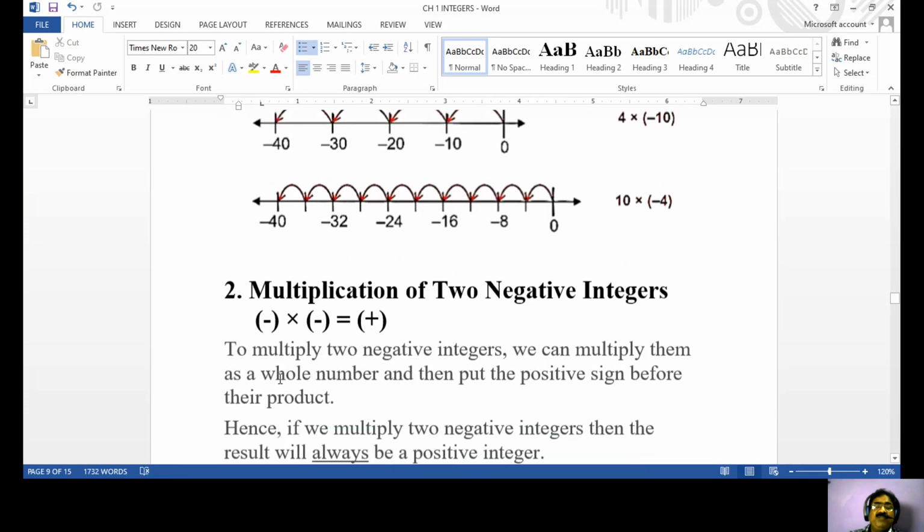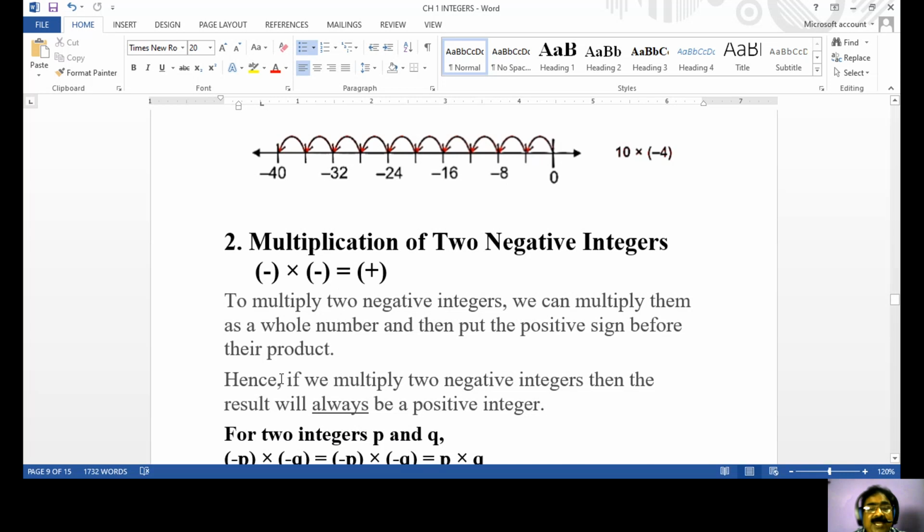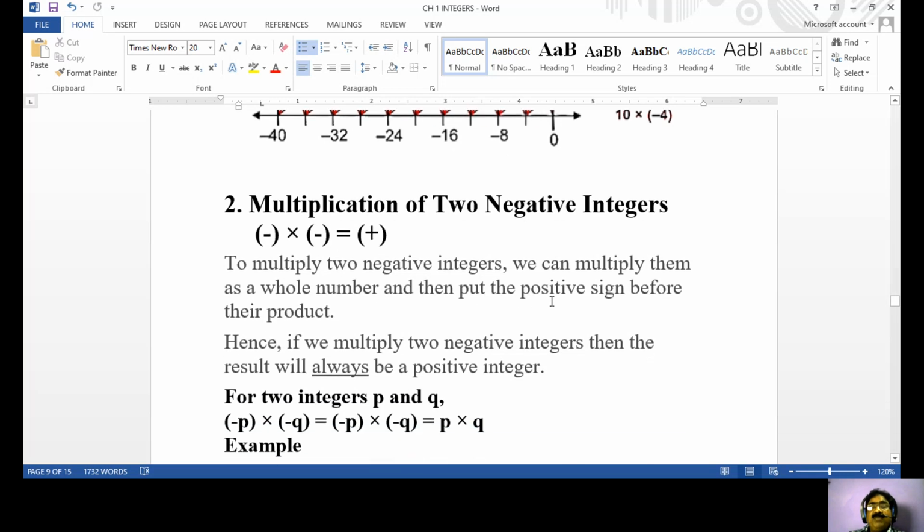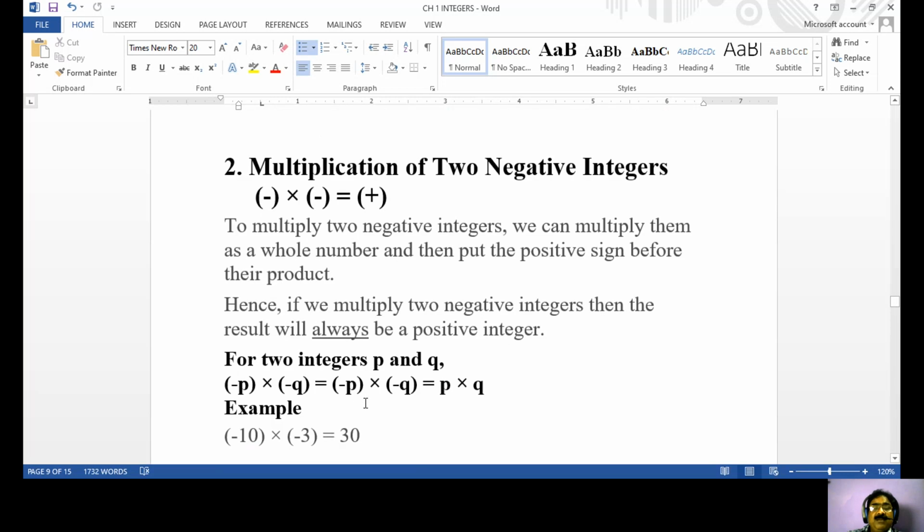Now multiplication of two negative integers. To multiply two negative integers, we can multiply them as whole numbers and put a positive sign before the product. Hence, if we multiply two negative integers, then the result will always be a positive integer. For two positive integers p and q, minus p into minus q is equal to p into q. So minus 10 into minus 3 is equal to 30.